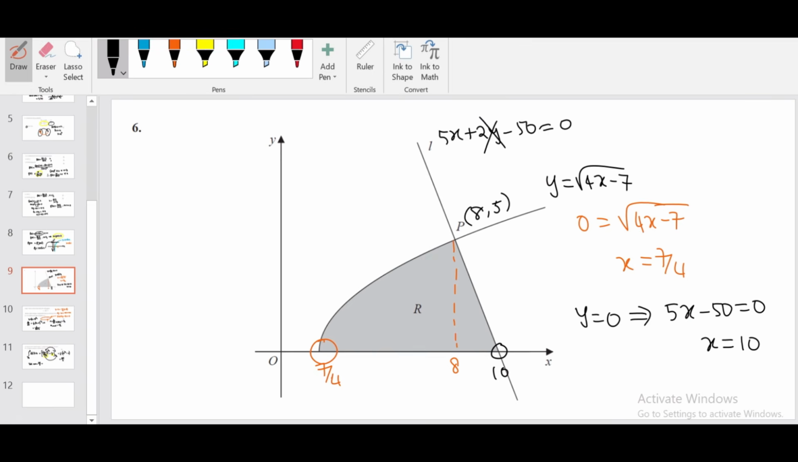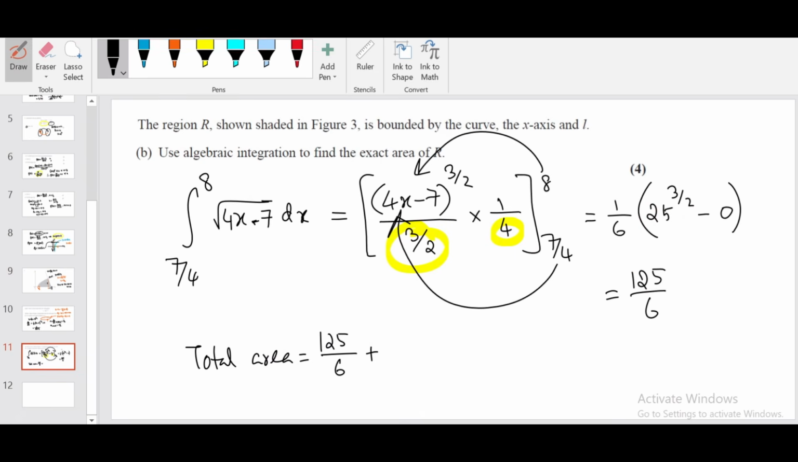This is 10. And the height is the y coordinate of the point, so we can find the base is 10 minus 8, 2, and the height is 5, so it's basically half times base times height, which is 5. So 6 5s are 30. 155 over 6 square units, that's the area.